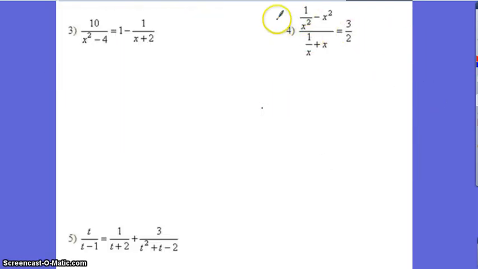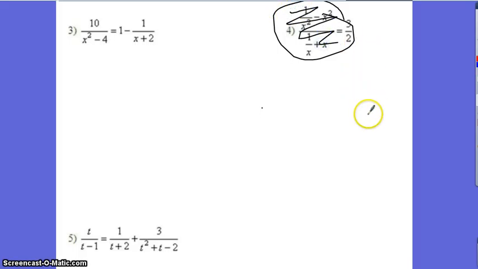Alright, number 4, don't cross out, but we're going to do this in class. So we're not going to do it right now. I'm going to do it with you tomorrow. I'm going to do 2 more problems with you, number 3 and number 5. If you would like to try these on your own, you're more than welcome to. Remember, factor the denominator, find an LCD, and multiply through.